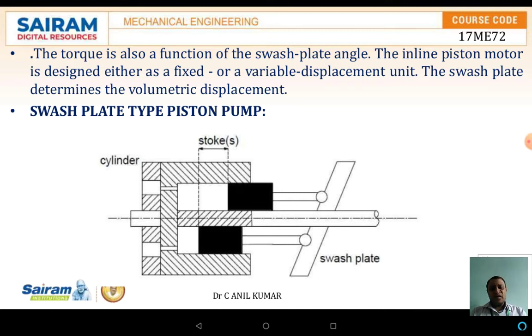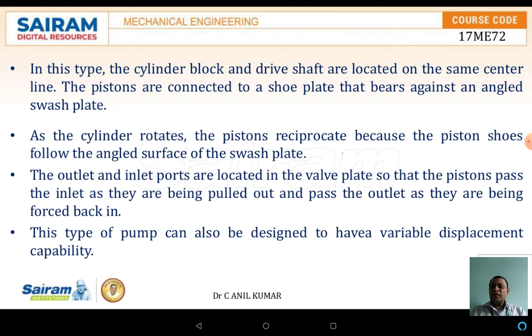The center of the swash plate and also the center of the cylinder both lie on the same straight line. In this type, the cylindrical block and the driving shaft are located on the same center line. The pistons are connected to the shoe plate that bears against the angle swash plate.